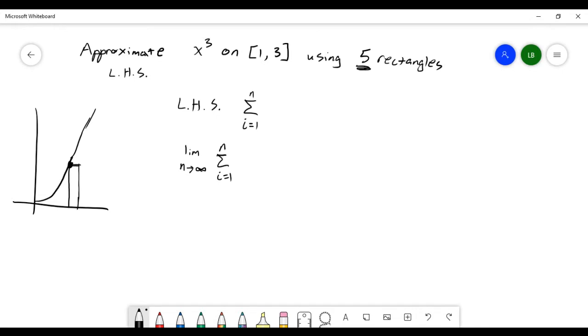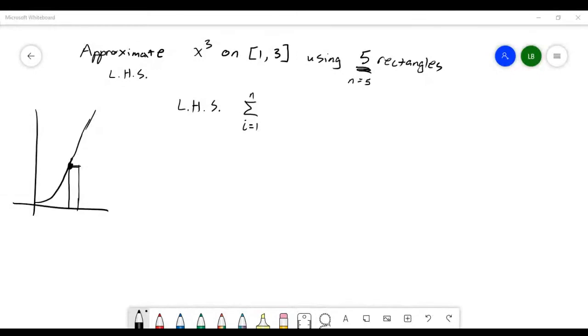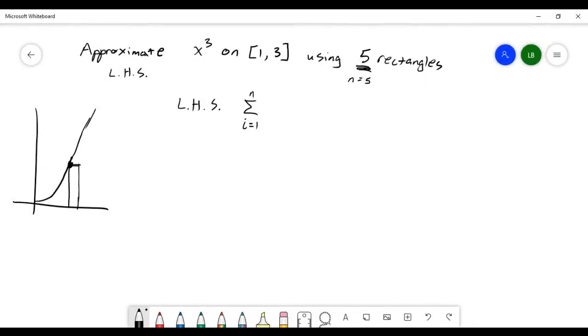In this case, our n is just equal to 5. So this isn't technically a Riemann sum, it's just an approximation. But we will talk about Riemann sums and go over a brief introduction of them.